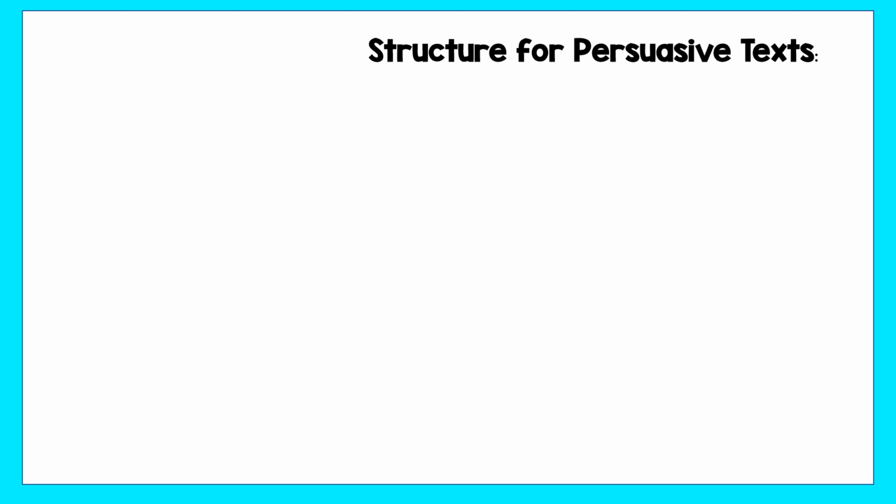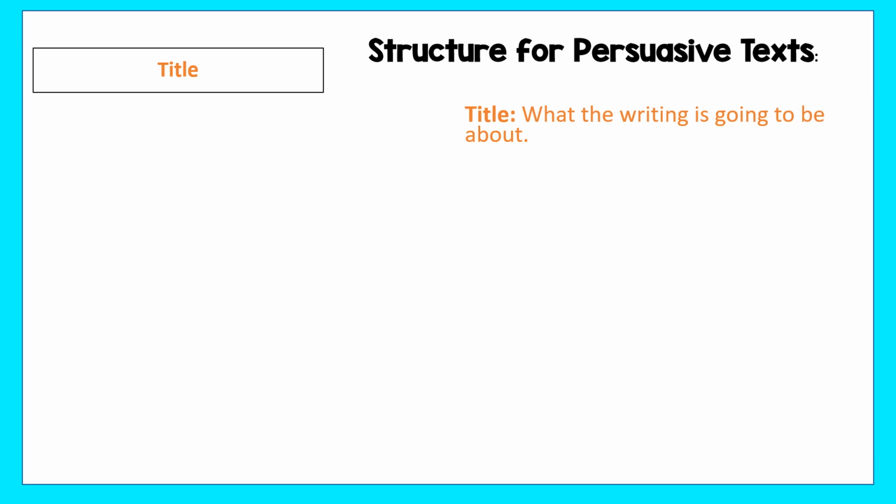This week we're going to be looking at the structure of persuasive texts. A structure is how we write our thoughts and opinions down and in what order. There are 4 main parts to a persuasive text. First, we start with the title. Here we're telling the reader what topic we're going to be talking about.